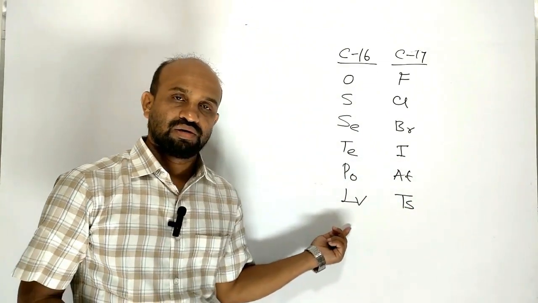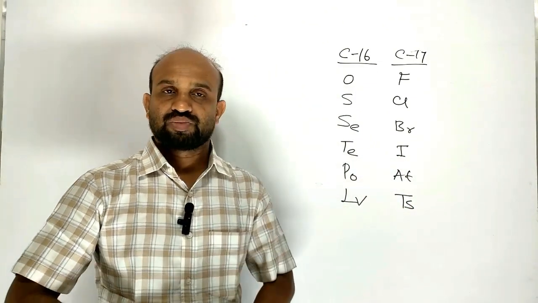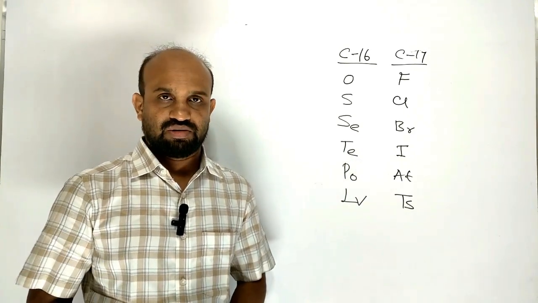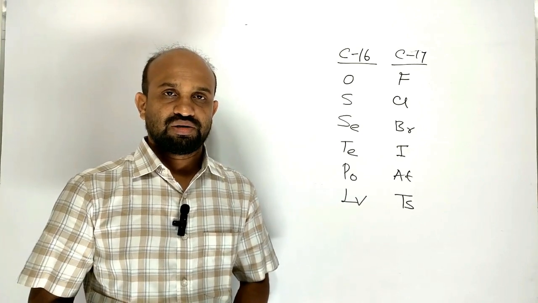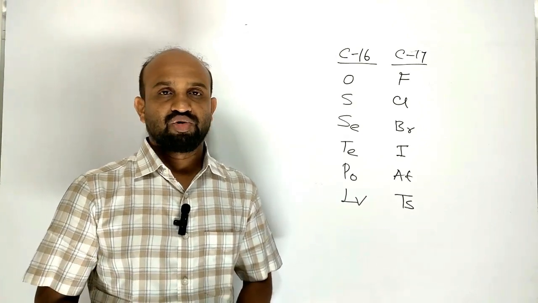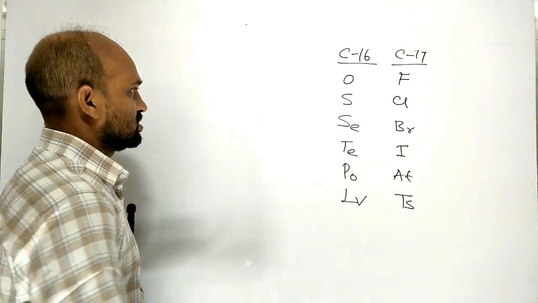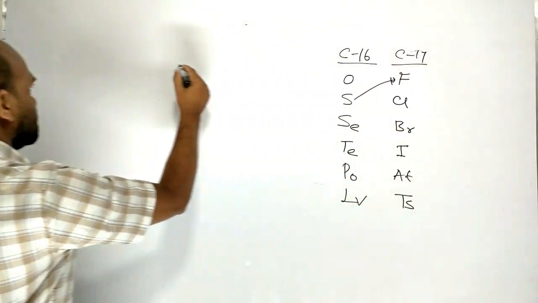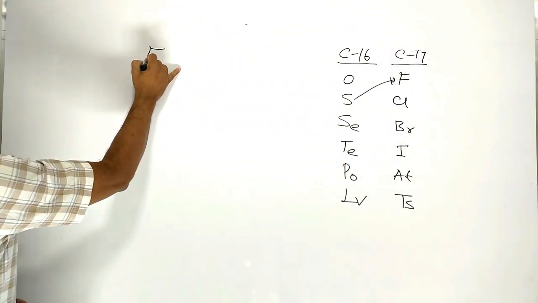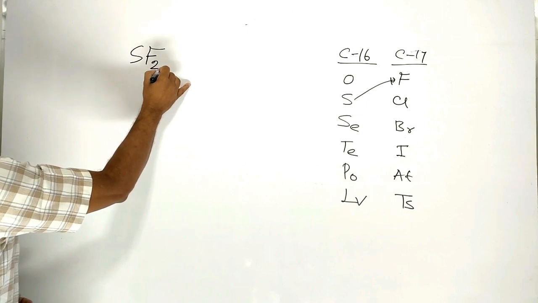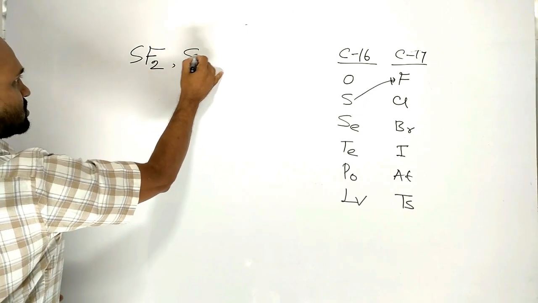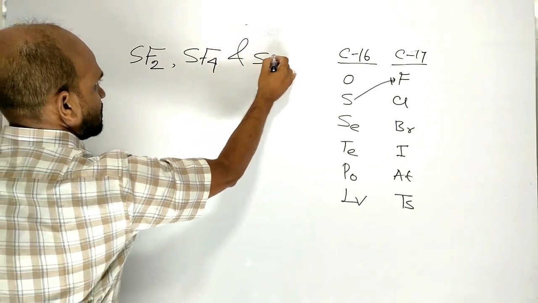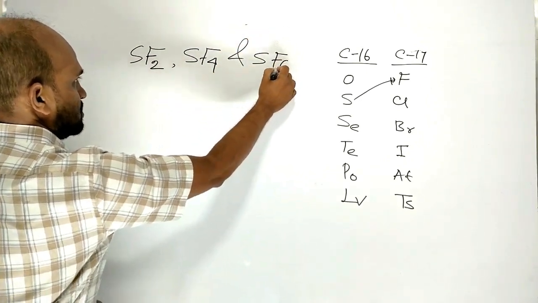We know that elements of any specific column are almost similar in properties. Based on this point, today's lesson I am going to write. That is, here sulfur with fluorine can form sulfur difluoride, sulfur tetrafluoride, and sulfur hexafluoride.